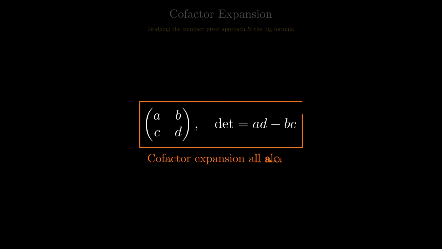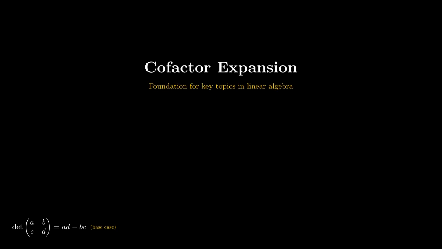Cofactor expansion bridges the compact pivot approach and the sprawling big formula. It provides a structured, recursive way to break any determinant into pieces small enough to handle. And that 2x2 formula, AD minus BC, it was cofactor expansion all along. Under this machinery of minors, cofactors and the checkerboard of signs is the foundation for important topics you'll encounter later.